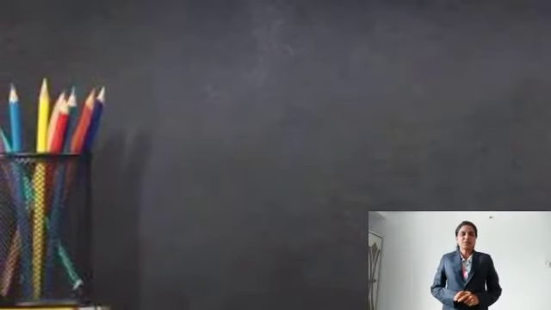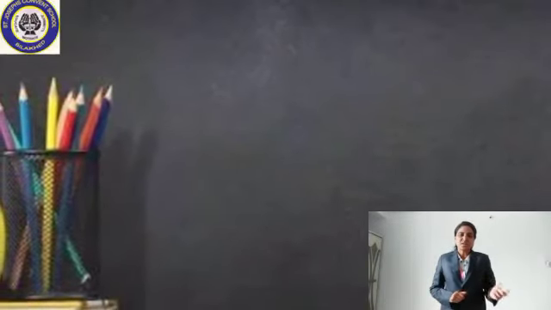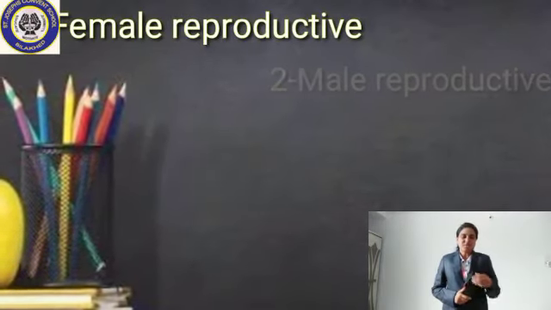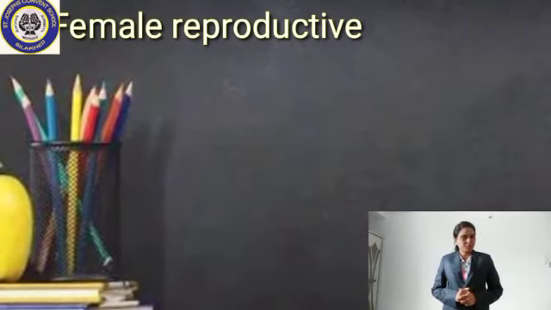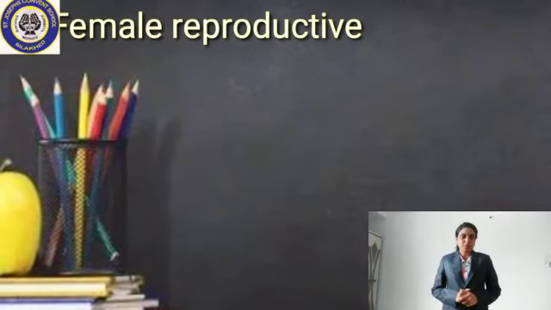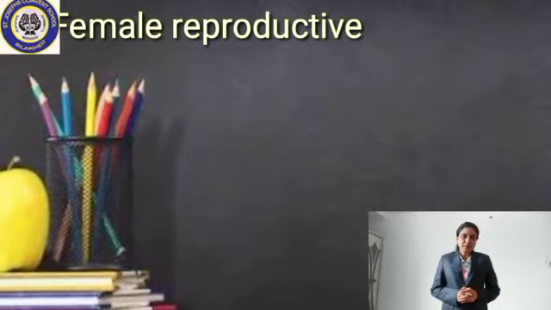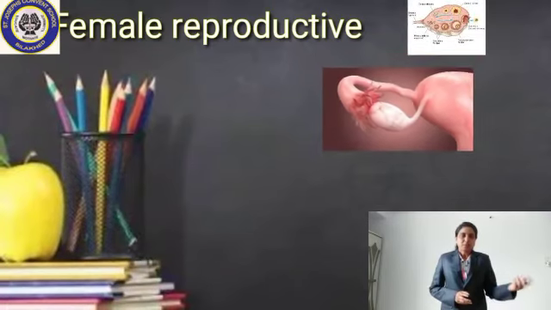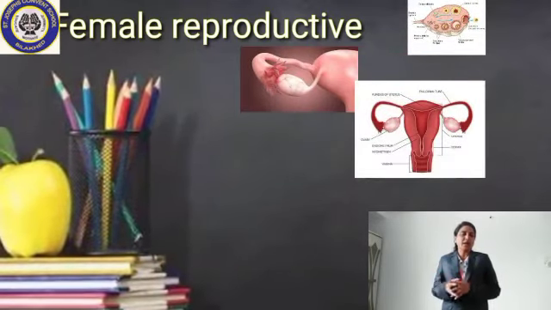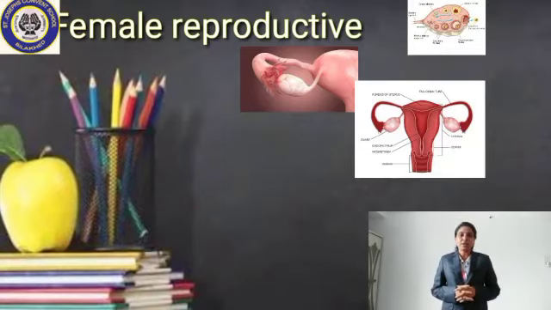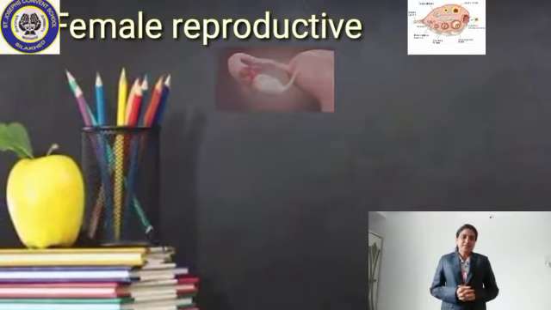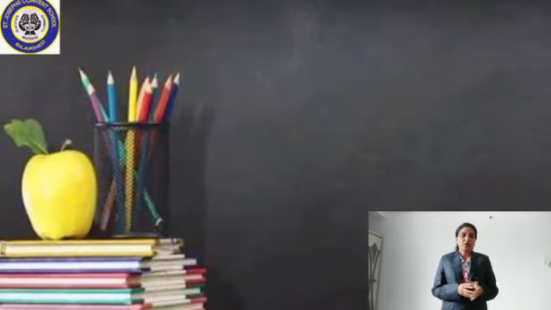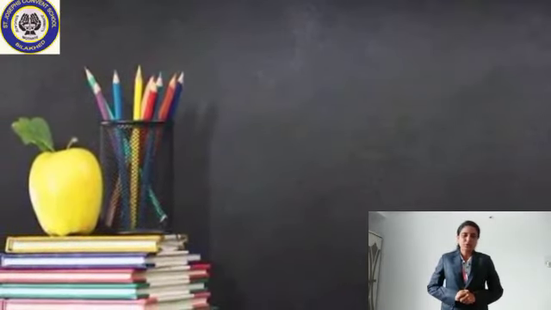In sexual reproduction there are two systems. First is female reproductive system and second is male reproductive system. So first I will explain about the female reproductive system. In female reproductive system there are some parts like ovaries, fallopian tubes, uterus, then some glands are there. Those are useful to secrete the hormones. They are useful for the reproduction. Then vagina is there. Okay, so these are the parts which are consisting in the female reproductive system.